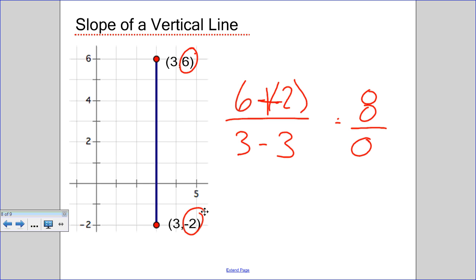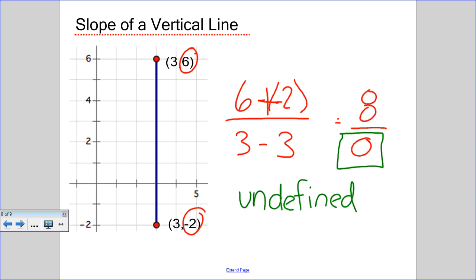Remember what happens when we have 0 in the bottom of a fraction? That's right, we say that the fraction is undefined. In this case, any line that is vertical has an undefined slope, because you would get 0 in the bottom of the fraction.